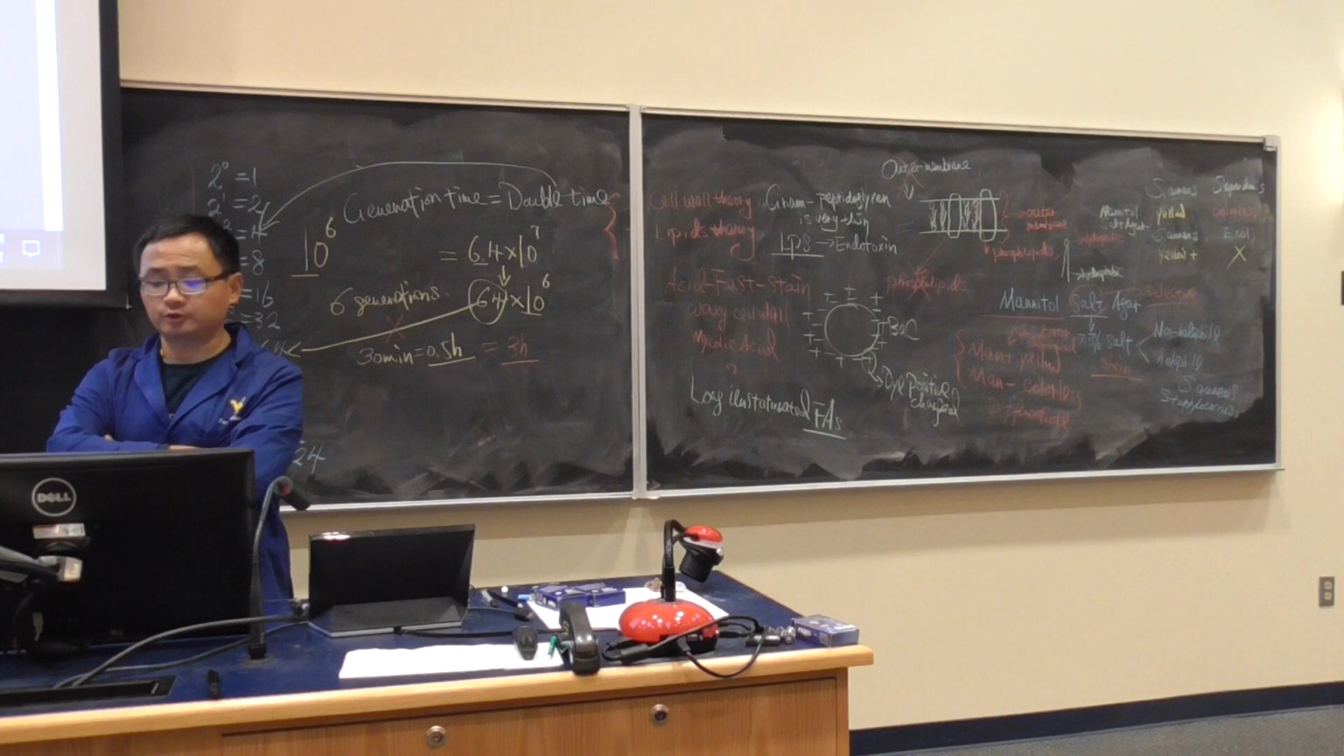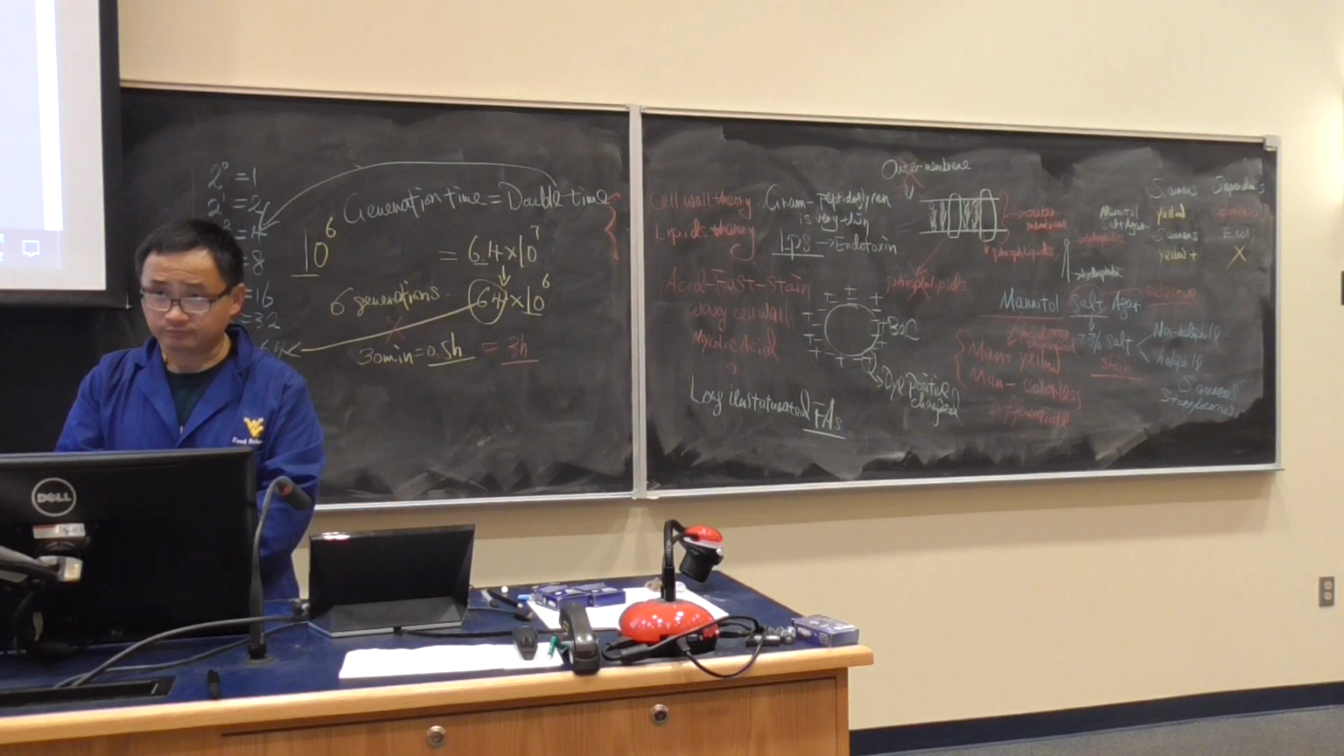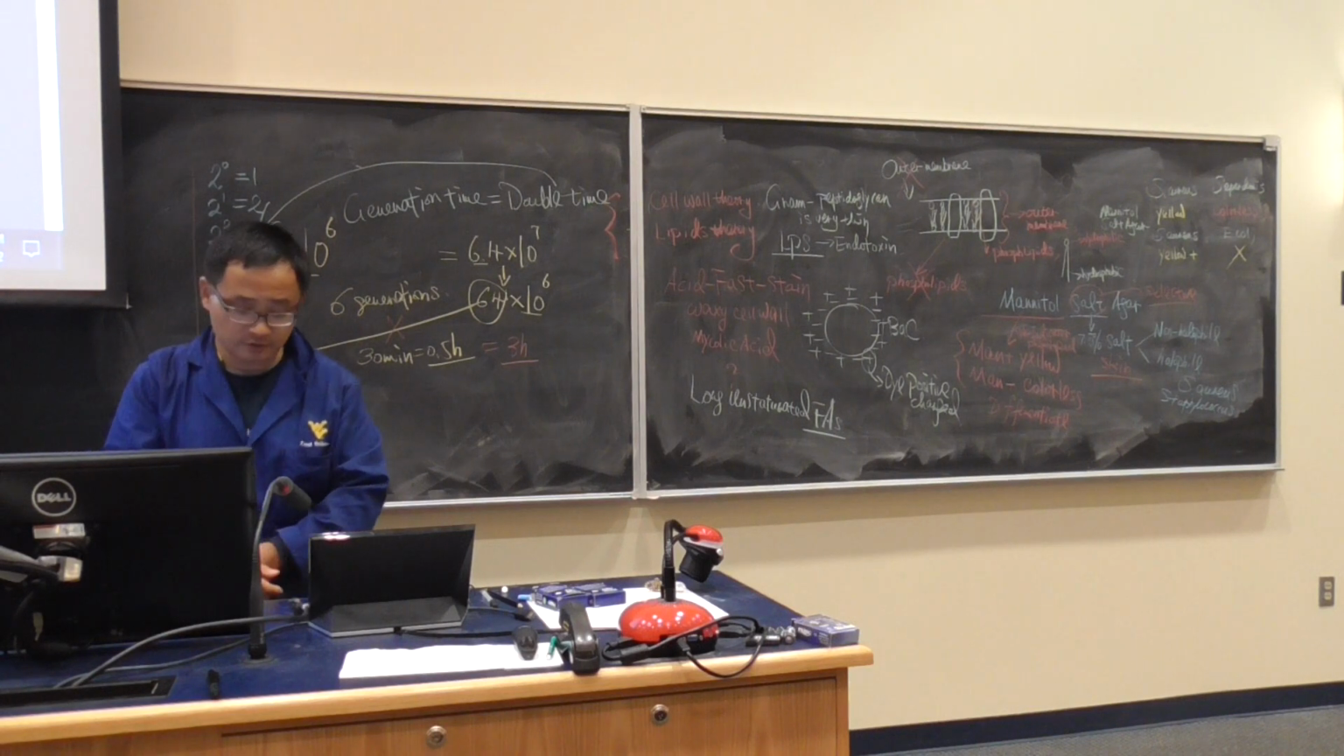So what's the difference between pour plating and spread plating? We mentioned that spread plating is where you put the bacteria on the surface and you spread. What is pour plating? Is you pour melted agar? What's the temperature of melted agar? 55 degrees Celsius, is that right?